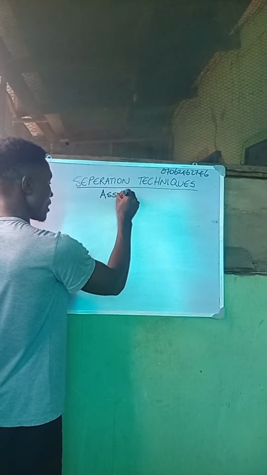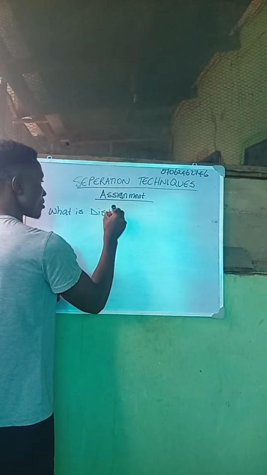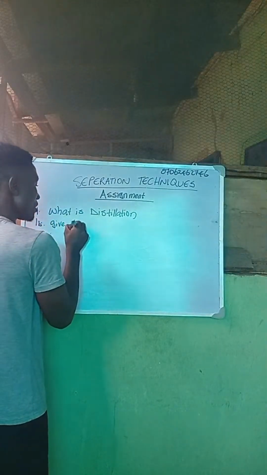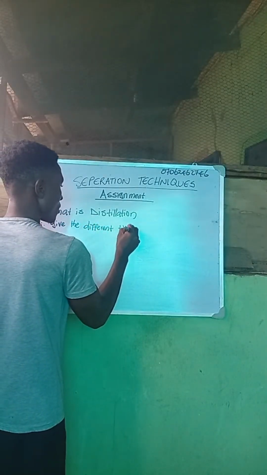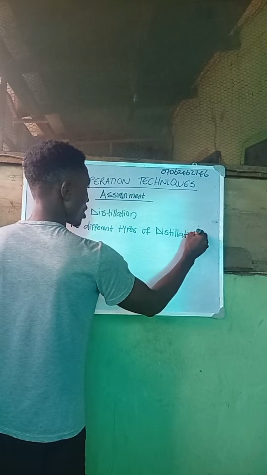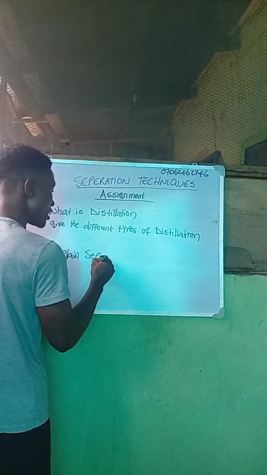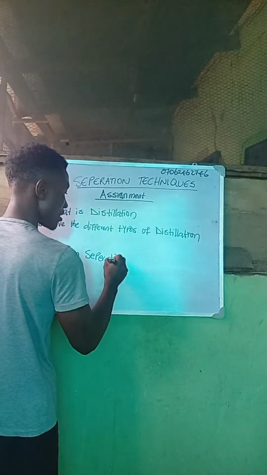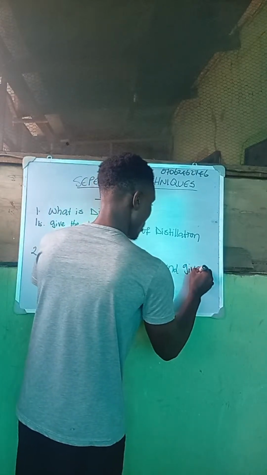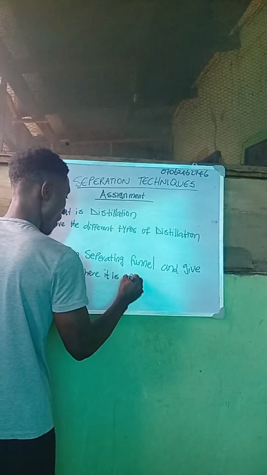So, assignment. Number one, what is distillation? One B, give the different types of distillation. Then number two, explain separating funnel, and give instances where it is applied.